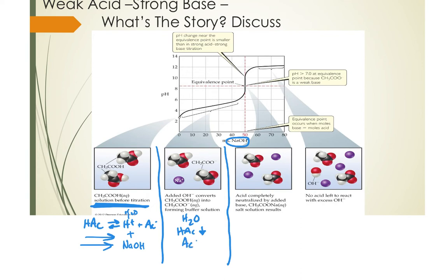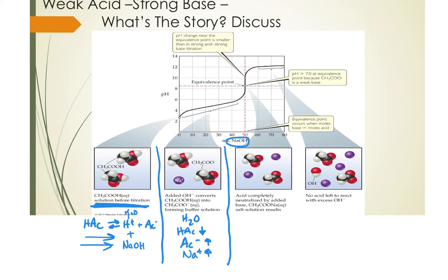Your amount of AC minus is starting to increase because of the hydrogens being pulled off the acetic acids. And last but not least, you also have Na pluses in solution left over from the hydroxides that are leaving them. Okay, so as this process goes on, these two things are rising, and the HAC is going down.